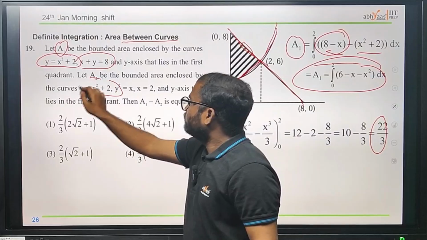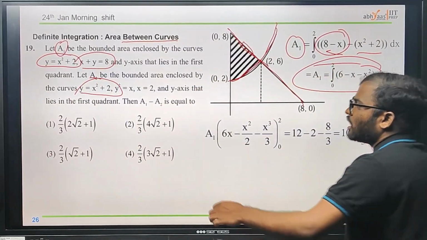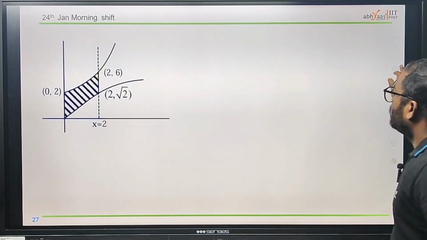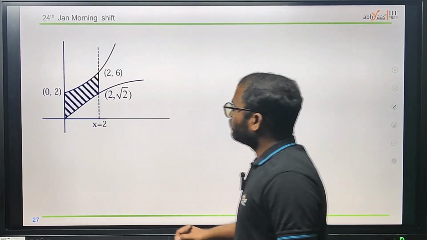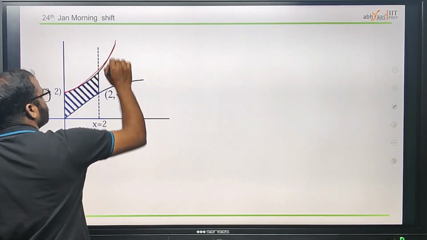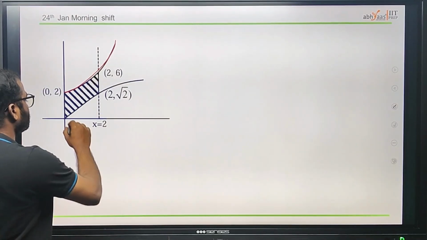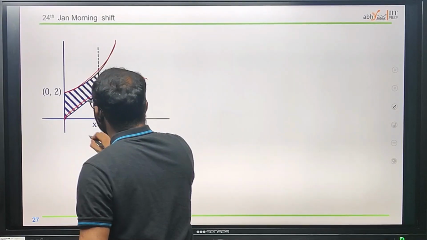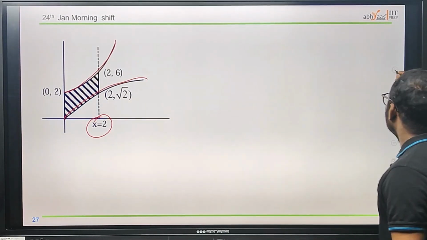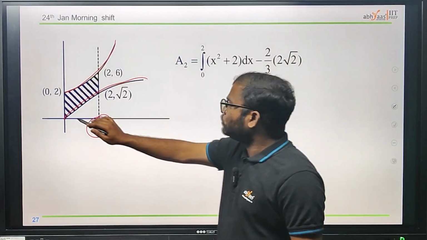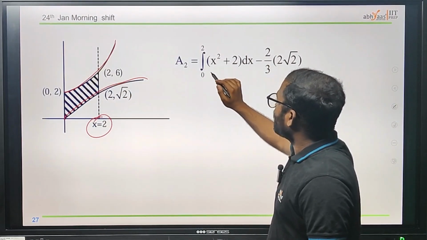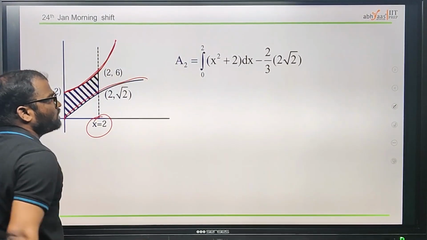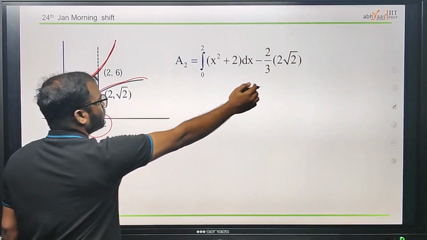Now next, on the basis of the next equation for A2, we have y is equal to x square plus 2, and y is equal to x square, two parabolas, and we have one line here. This is one of the parabolas, y is equal to x square plus 2, and this one is y is equal to x square. I hope you understood. And this one they gave, x is equal to 2. For this region we have from 0 to 2. Similarly, we have the first situation, x square plus 2, and similarly for the 2 root 2.